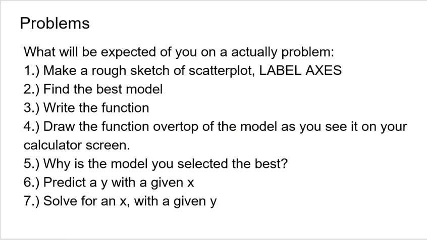Then you got to find the best model, right? I want a written out equation. I want a written out function of the best model, right? So actually write the function out. Number 4 is to draw the function over top of the model. So in that rough sketch that you made, I might ask you to draw your model over top of it. Again, try to be as accurate as you can.